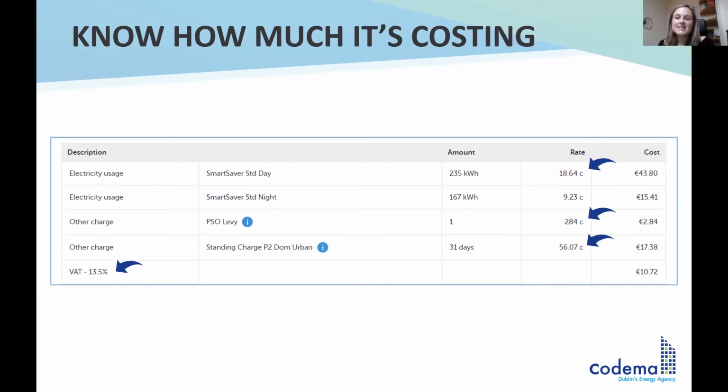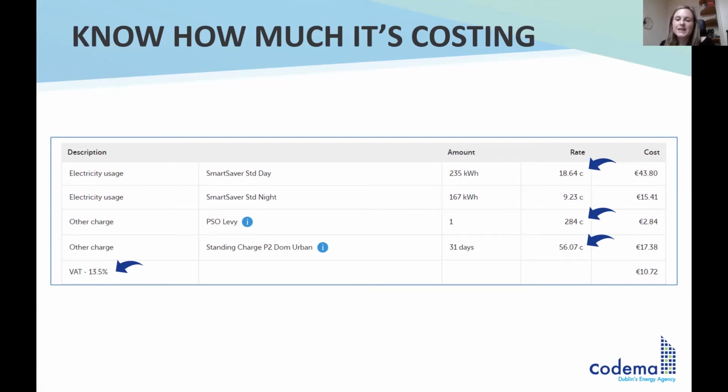Then looking at the different charges on your bill, you can see there's a range of different costs listed. Firstly, you should know what you're paying per unit or per kilowatt hour of electricity. We can see here that this customer is being charged just over 18 cents per unit of electricity during the day and 9.23 cents at night.